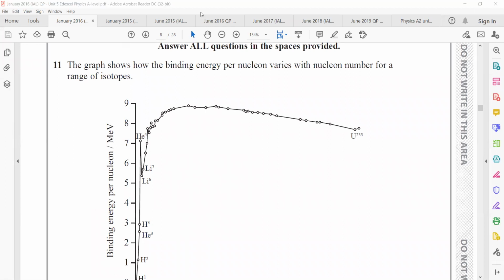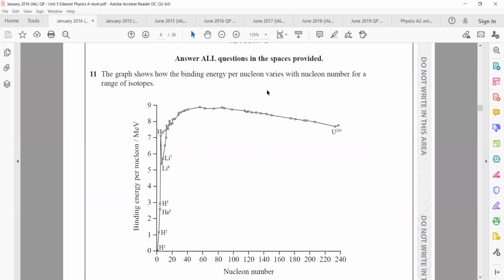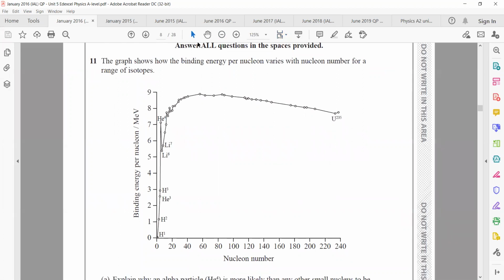The graph shows binding energy per nucleon. Look, the previous graph, as we discussed in the last session, was for the mass per nucleon. See, the two graphs are actually mirror images of each other. The mass per nucleon will be like this, and binding energy, because if the mass decreases, that mass is converted into energy, that's why the binding energy will increase. The graph shows how the binding energy per nucleon varies with the nucleon number for a range of isotopes.